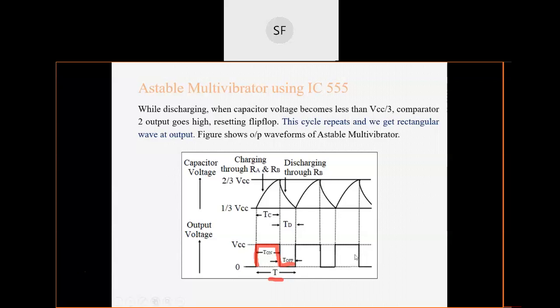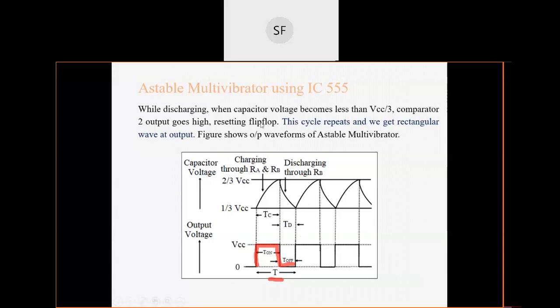So total time period T is nothing but the addition of T on plus T off. But T on is nothing but charging time and T off is nothing but discharging time. So you can also write it as complete time is nothing but charging time plus discharging time. Okay. So if you are having any difficulty until this point in the waveform or in the working, then you can ask me.